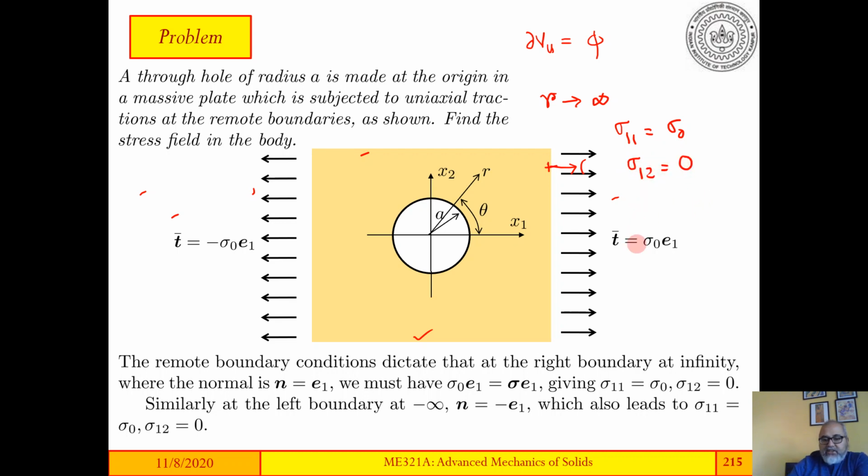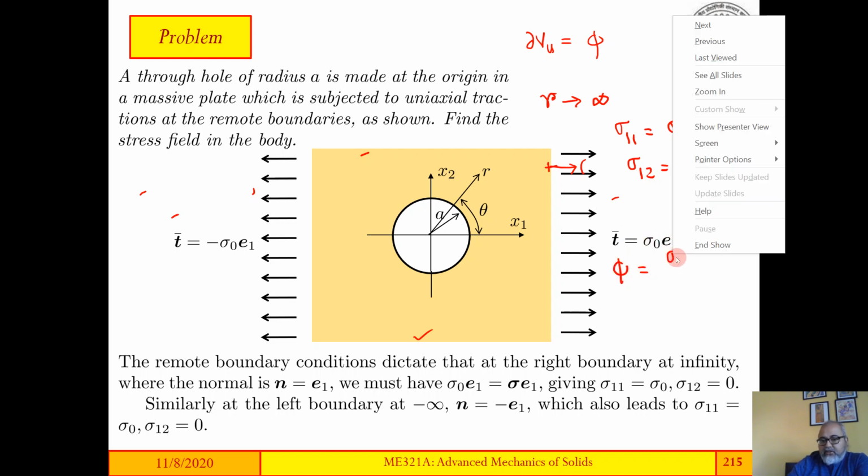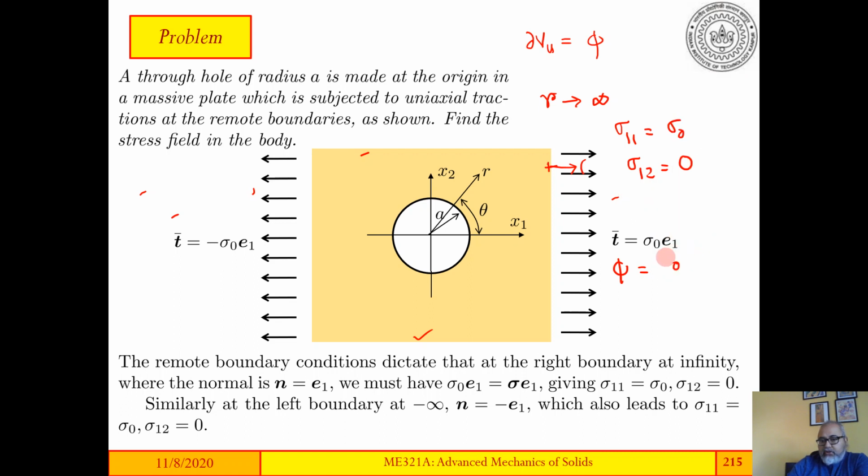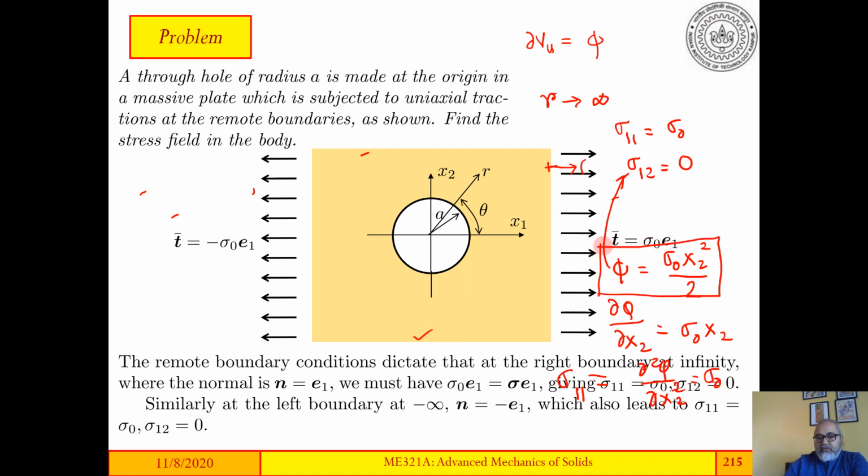And then it's easy to see that if I take phi to be of the form, let's say, sigma naught x2 square by 2, then that phi will satisfy this. If I do del phi del x2, it will be sigma naught x2, del square phi del x2 square would be sigma naught, and this is equal to sigma 11. So sigma 11 equal to sigma naught is satisfied by an Airy stress function of this form.